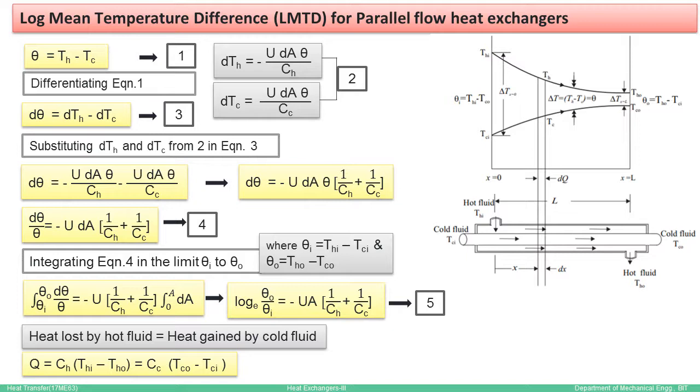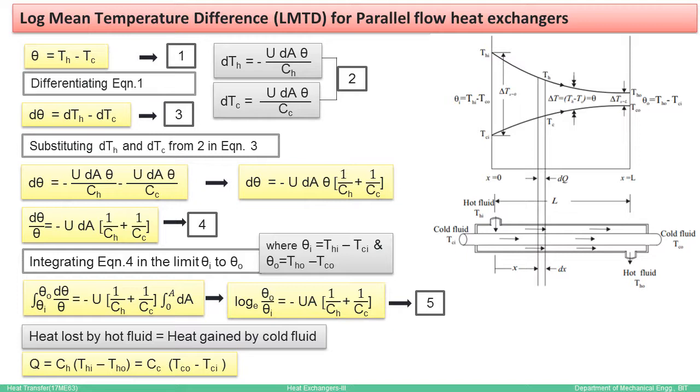Q should be equal to, we know using mCpΔT, CH, that is heat capacity, multiplied by THI minus TH naught. Remember, THI will be greater than TH naught, so it is a positive term. So we have Q is equal to CH into THI minus TH naught. That is also equal to CC into TCO minus TCI. That means TCO is greater than TCI.